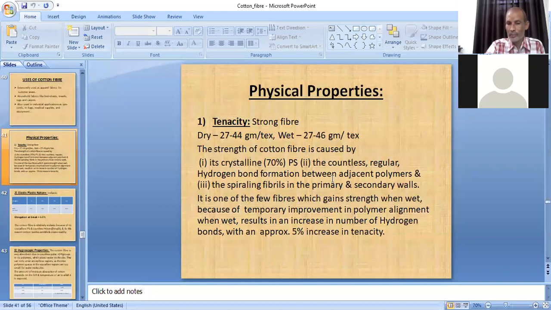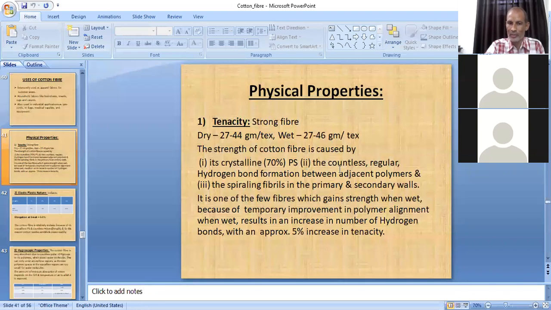Second thing, the interpolymer forces of attraction. That is countless regular hydrogen bond formation between adjacent polymers. Countless hydrogen bonds as well as van der Waals forces of attraction. They are contributing to the interpolymer forces of attraction and finally to the strength of the fiber. So one thing is crystalline regions, another thing is hydrogen bonds and van der Waals forces, and third is the macrostructure, the spiraling fibrils in the primary and secondary walls. They are also contributing to the strength.